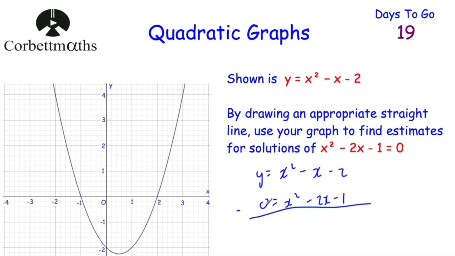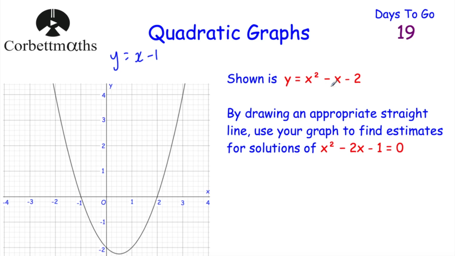So y take away 0 is equal to y. x squared take away x squared is 0. Minus x minus minus 2x means you're adding 2x on, so minus x plus 2x would be x. And minus 2 minus minus 1, so that's minus 2 plus 1, would be minus 1. So that means it would be y equals x minus 1. We're going to draw the graph y equals x minus 1. That's what we're going to draw in this question.